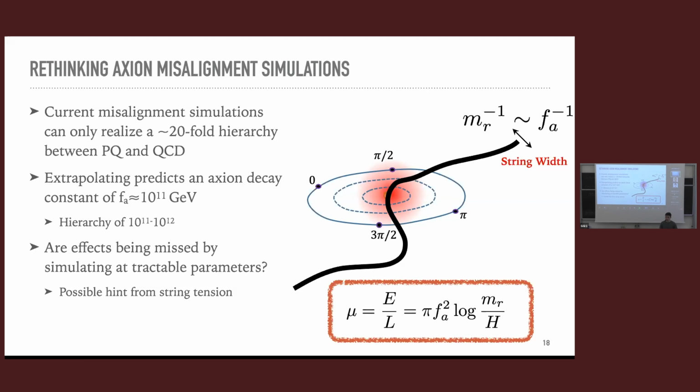And there's a possible hint from the string tension. A quantity that you can go compute is the amount of energy density per unit length that these strings are carrying. And if you do that calculation, what you find is that it depends on the log of the ratio of the radial mode mass to the value of Hubble at the time that you're looking. Of course, Hubble is evolving as you advance in time, so the string tension is evolving as well. So even though we thought we had sort of simple dynamics, what we're seeing is that there are interesting features of our problem that are evolving, and maybe the string tension is not the only one.